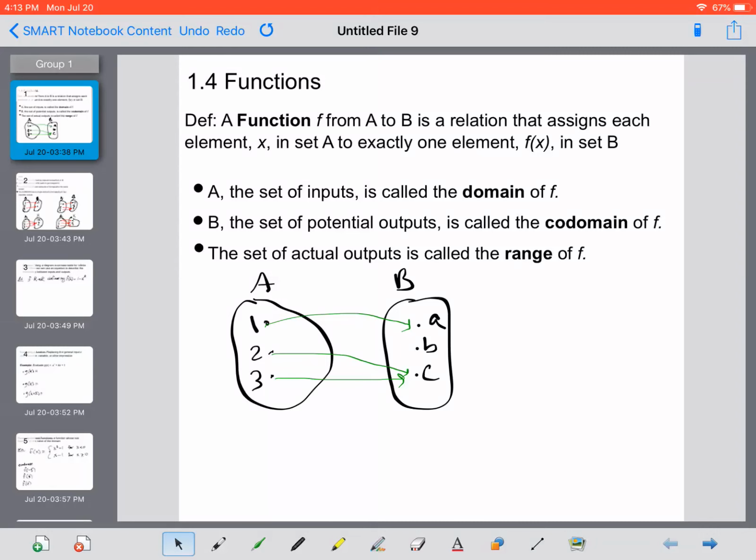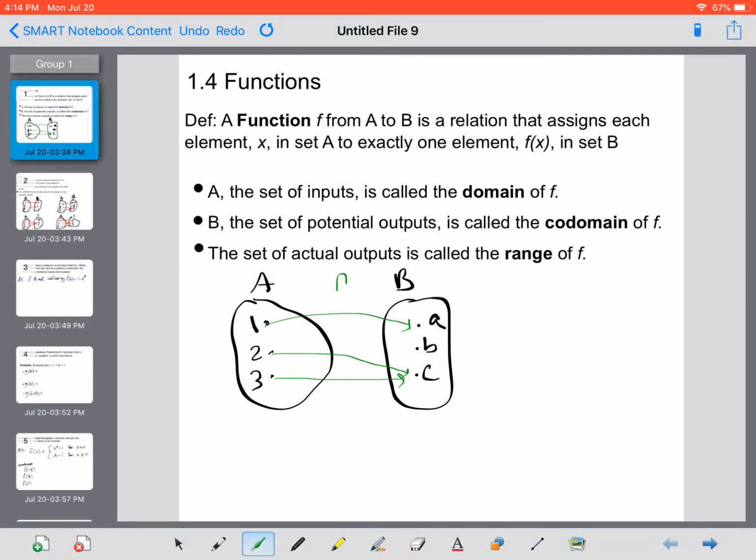That first set A, our set of inputs, is called the domain of the function. In B, the set of potential outputs is called the codomain of the function. We don't want to get that confused with the actual outputs of the function, which is called the range of f. So I've drawn a diagram, or a map, of a particular function here.